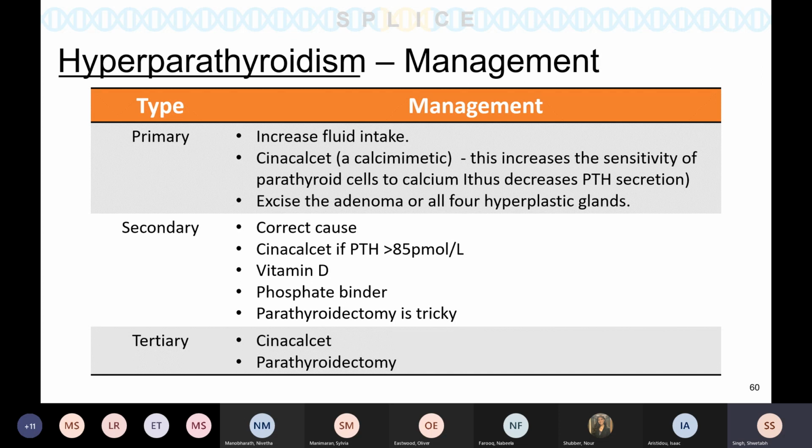Parathyroidectomy is tricky as well at that point in time, because it is so highly functioning. It's quite hyperplastic, and it can do a bit of damage if you do that. Tertiary, again, cinacalcet, parathyroidectomy. So it's quite simple. Primary, more fluids is your first line, is essentially what you need to get from this, and then the rest is surgery or cinacalcet. Okay, next slide.